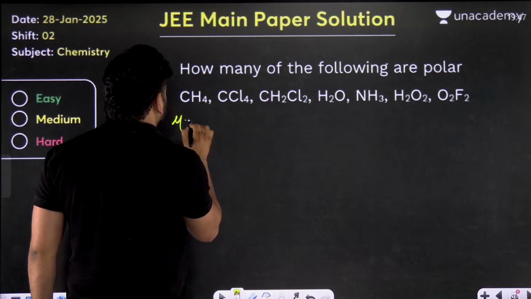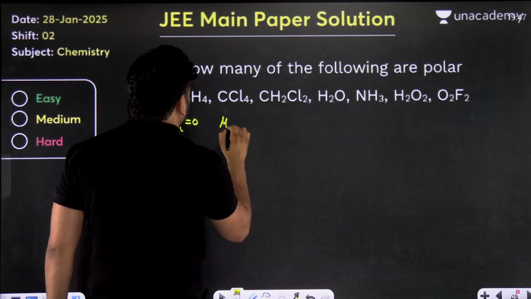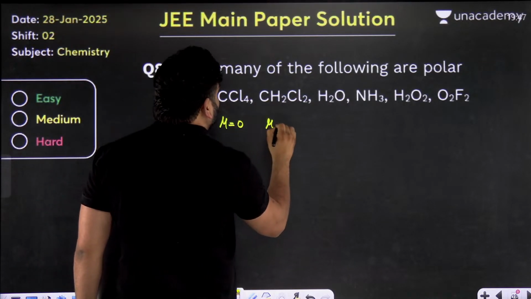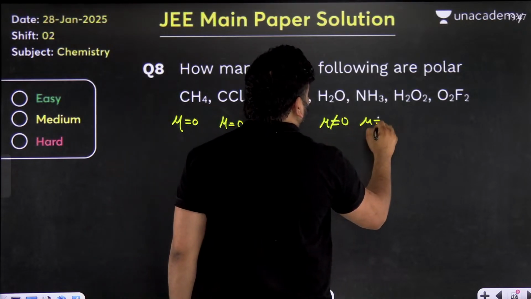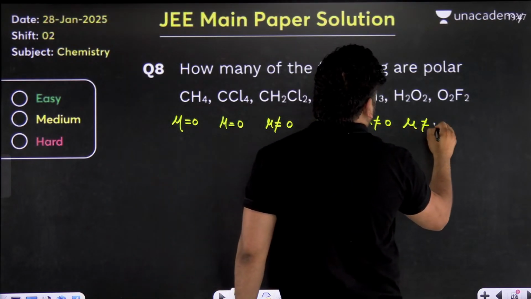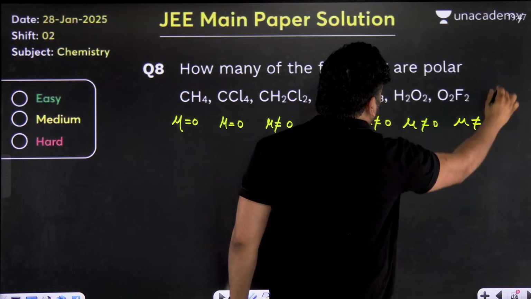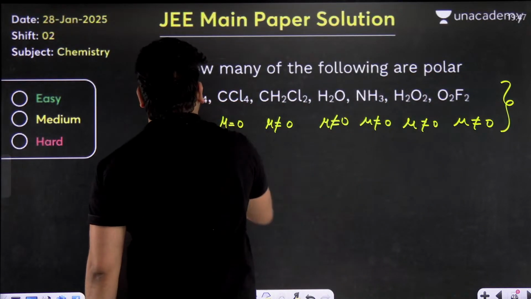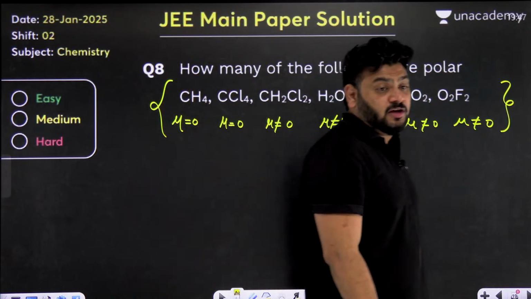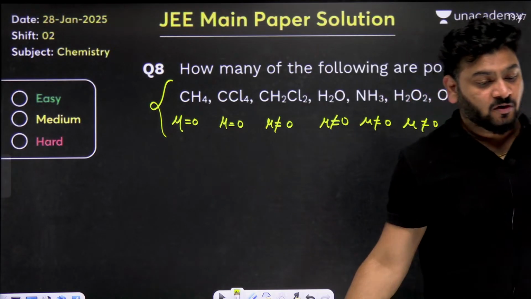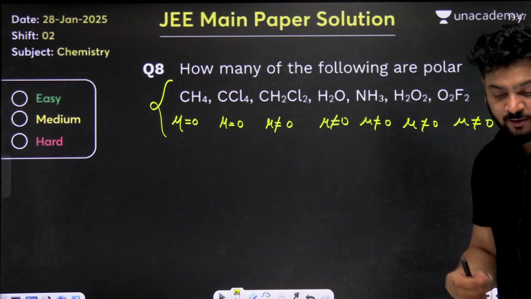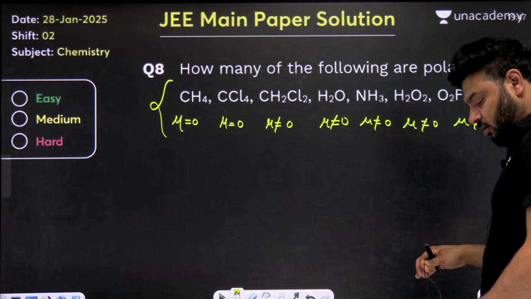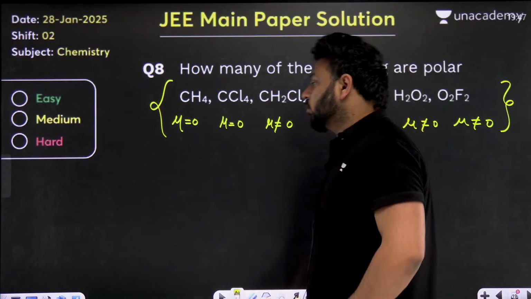Mu is actually equal to 0. Mu is 0. Mu is non-zero, non-zero, non-zero, and non-zero. And now let me know, did you see any other molecule apart from the given ones, or were only this number of molecules there? Do let me know if you saw any other molecules in the same question, or only these were given to you.